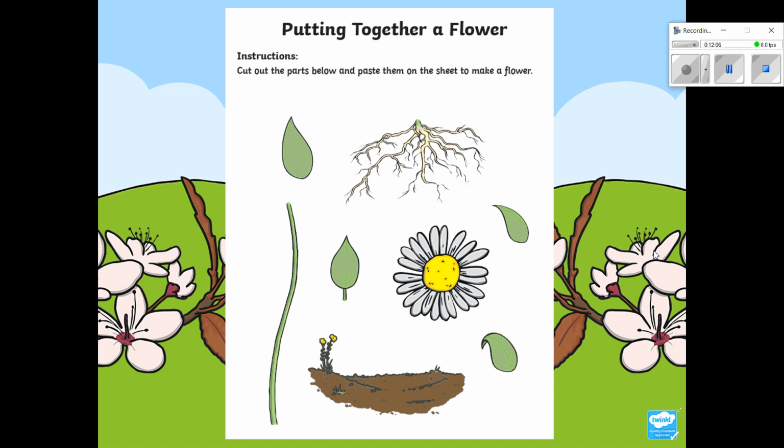This activity is called putting together a flower. And what you will need to do is print out this page and cut out all the bits of the flower and stick them in the right place. So starting with the soil, what comes first? Do the petals come first in the soil or do the roots come first? You've got to put the flower together. If you don't have a printer, you could ask your grown-up to draw the different pieces of a flower on a piece of paper that you can cut out and stick together.